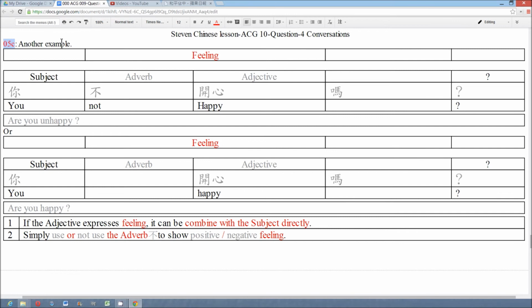This is 5C. We have another example. 你不開心嗎? Are you unhappy? This is an adverb and this is an adjective. They are used to ask about the feeling of the subject. Another example. 你開心嗎? Are you happy? In this case, we don't have the adverb, but we still have the adjective. So we can see that when we form the question, we can use or not use the adverb to ask about the positive or negative feeling of the subject.